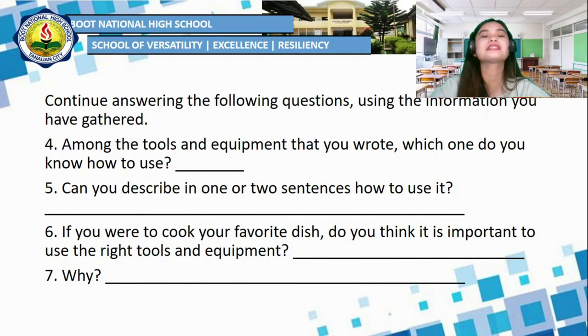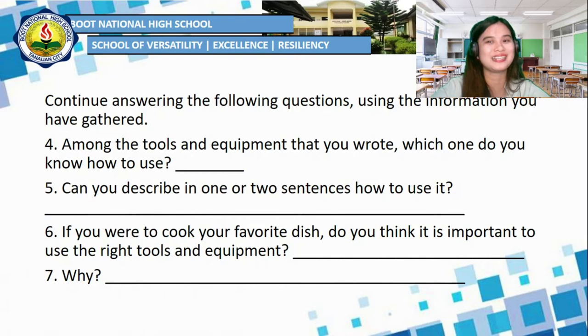Next, number 6. If you were to cook your favorite dish, do you think it is important to use the right tools and equipment? Number 6, you can only answer yes or no. And the next one, we have number 7, why? Okay, bakit importante na alam ninyo kung paano gamitin ng tama ang tools and equipment? Okay, wow, good job for that, class. So you're already done with part one. Okay, now let's go on.